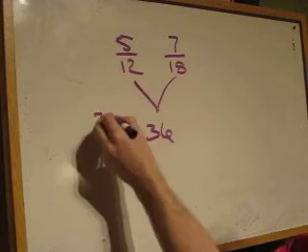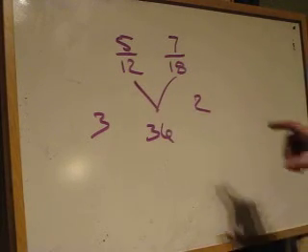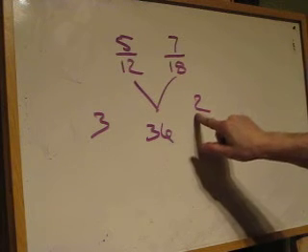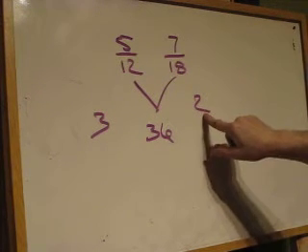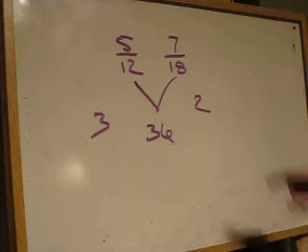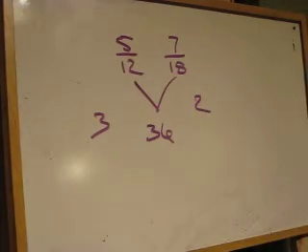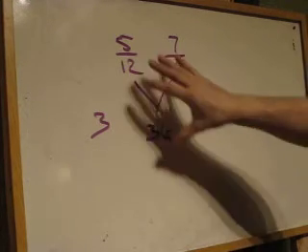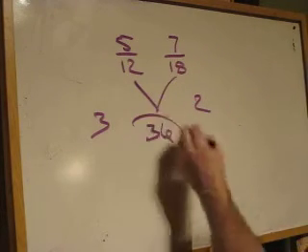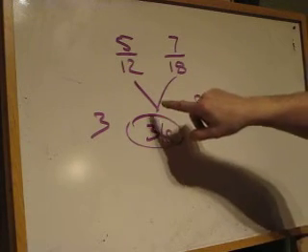12 goes into 36 3 times, 18 goes into it twice. So 18 goes into it evenly. It's not giving me a decimal or a fraction, like 2 goes into 5 2.5 times, not like that. 18 goes into 36 2 times, 12 goes into 36 3 times. So it goes into it evenly, and they both go into it. So this is the smallest number that both 18 and 12 go into.